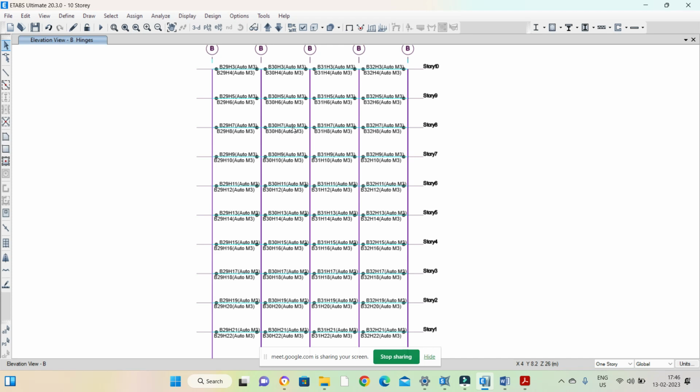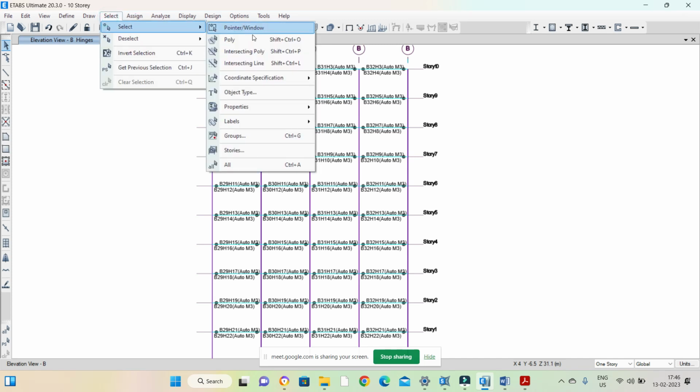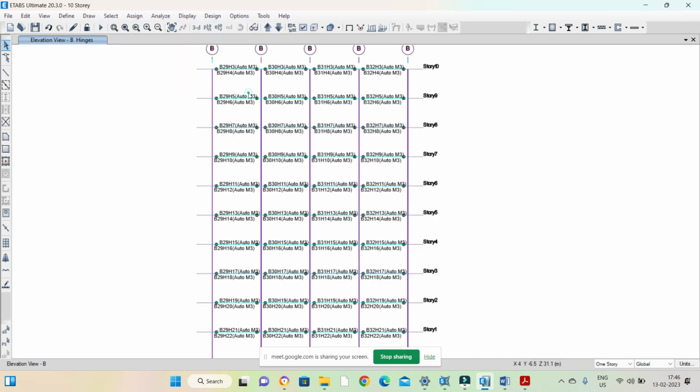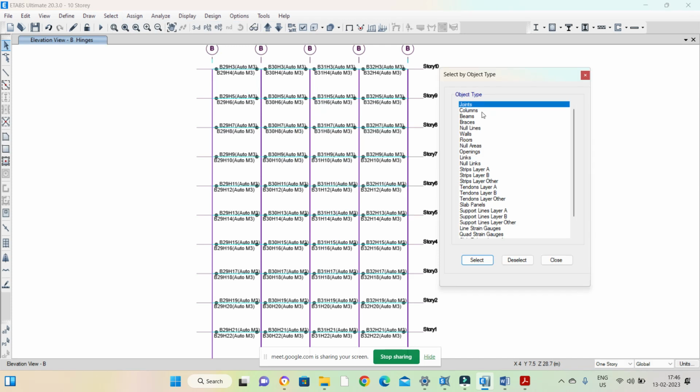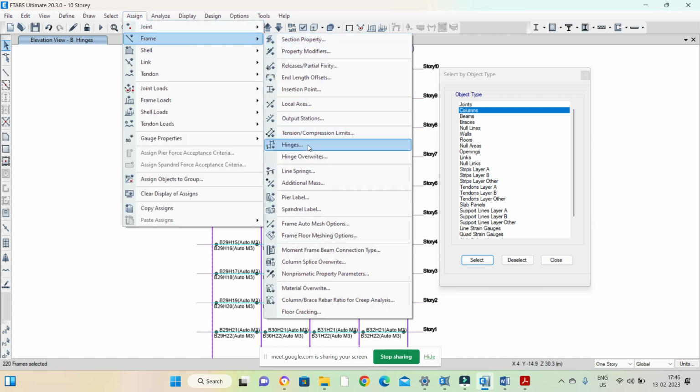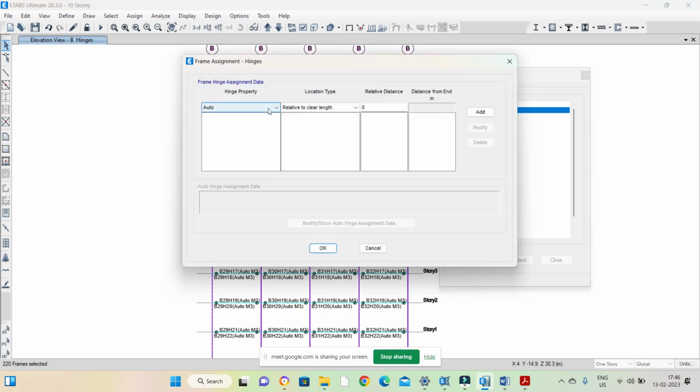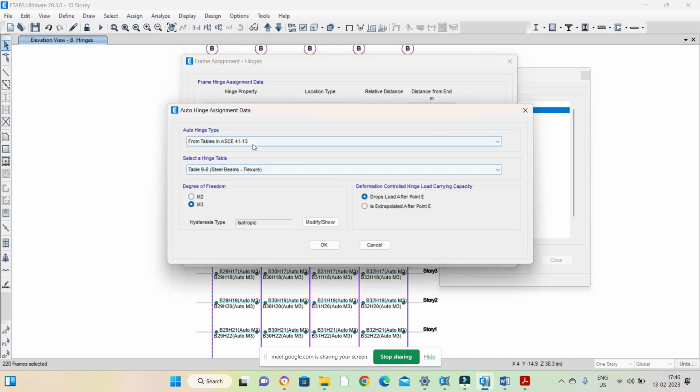So this is the hinge definition for beam. Similarly you can select the columns: select object type, columns, select, then go to assign frame hinges, again auto, and 0.05. So this will remain the same code.